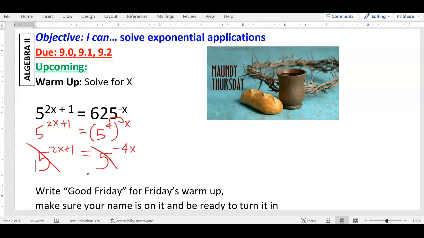All right, now, once we get rid of these bases, we're going to set these equal to each other. So we get, 2x plus 1 equals negative 4x.